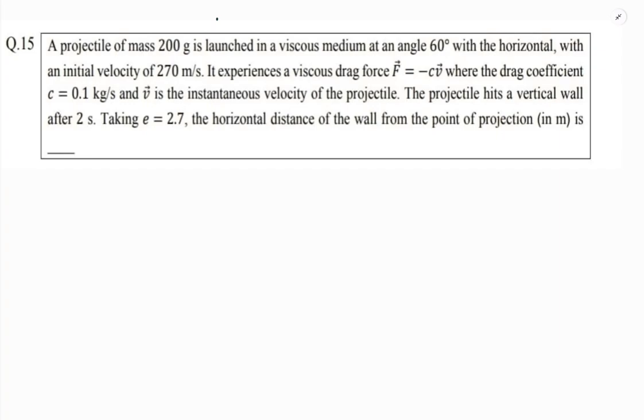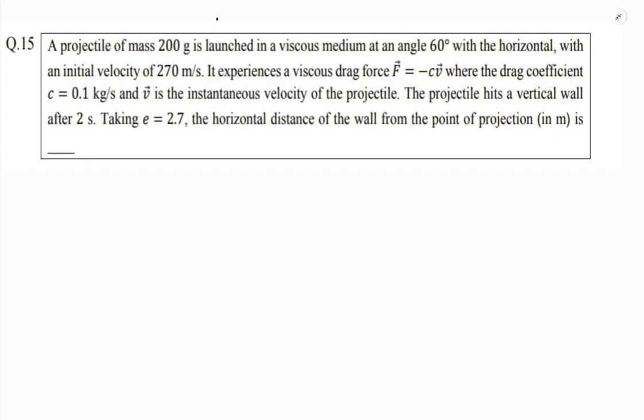The question is suggesting a projectile of mass 200 gram is launched in a viscous medium at an angle of 60 degree with the horizontal with an initial velocity of 270 meter per second. It experiences a viscous drag force F vector equal to minus C V vector, where the drag coefficient C is equal to 0.1 kg per second and V is the instantaneous velocity of the projectile. The projectile hits a vertical wall after 2 seconds, taking e as 2.7. The horizontal distance of the wall from the point of projection will be.